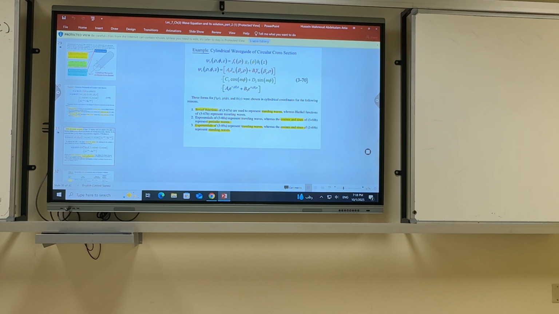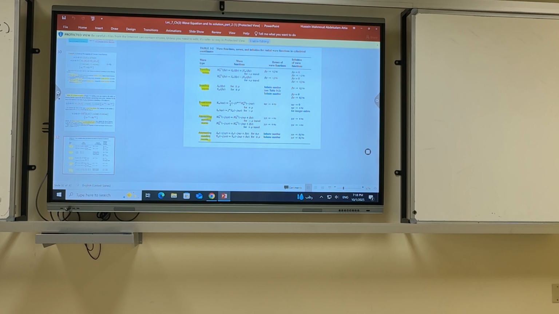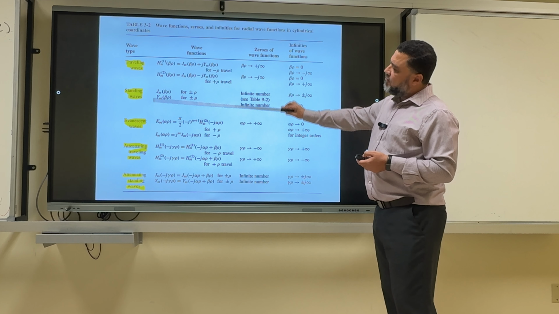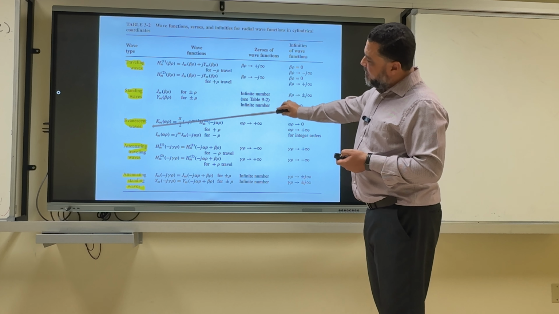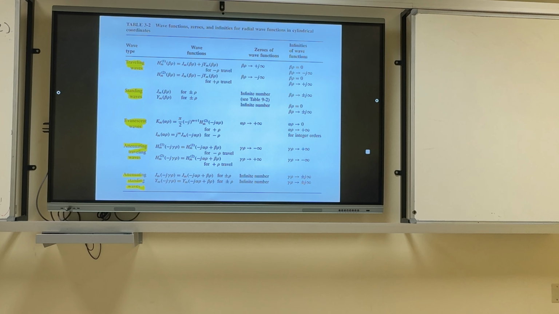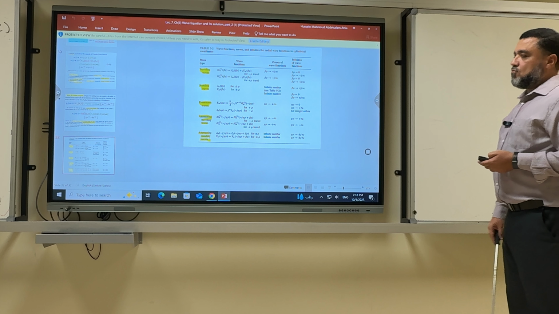So this is a summary of what we have said last time. And this is a nice table. It shows all the combinations you can have for traveling wave, standing wave, evanescent wave, attenuating traveling, and attenuating standing wave. So it's a summary of all the possibilities you can have in your solution. So we can stop.